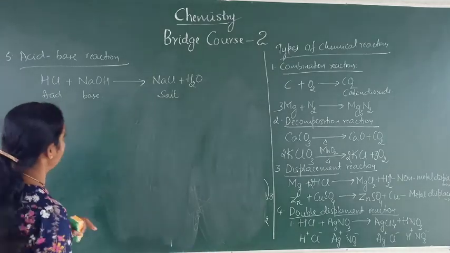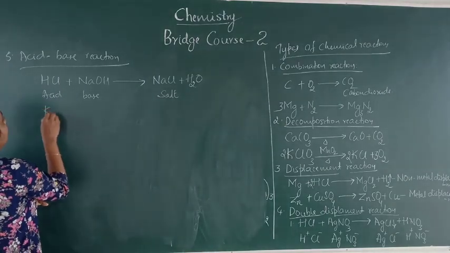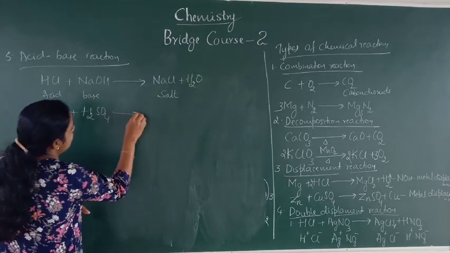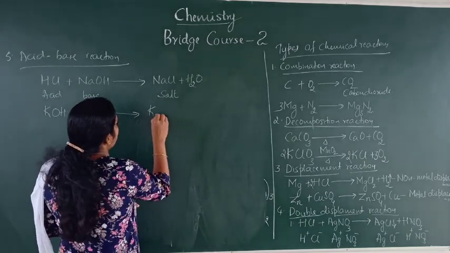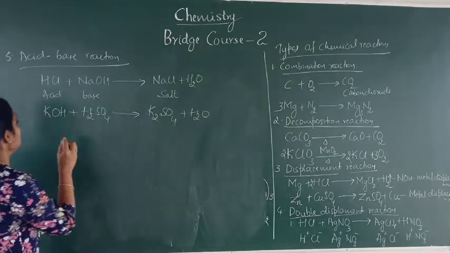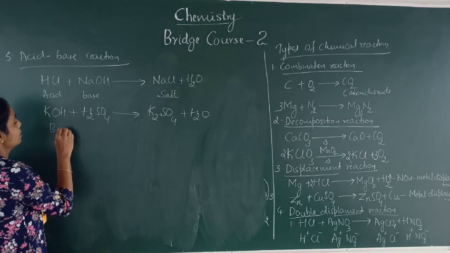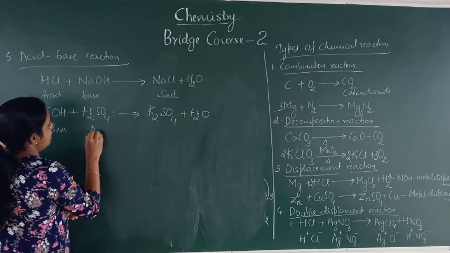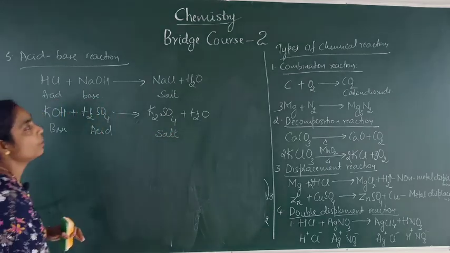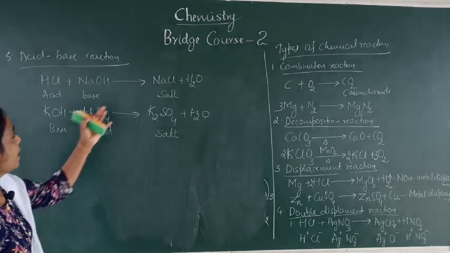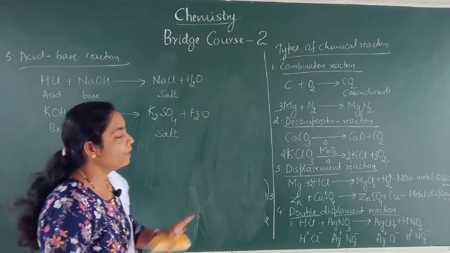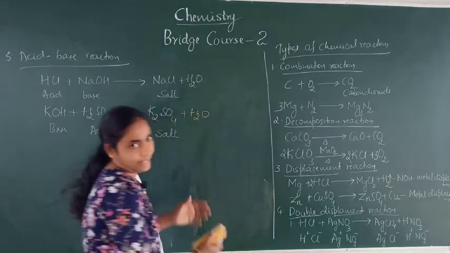Acid reacts with the base, giving rise to salt and water, and such reactions are called neutralization reaction. Another example, potassium hydroxide reacts with sulfuric acid, giving rise to potassium sulfate and water. Here potassium hydroxide is a base, sulfuric acid is an acid, and the salt formed during this reaction is potassium sulfate. Acid reacts with the base, giving rise to salt and water. These are the different types of chemical reactions.